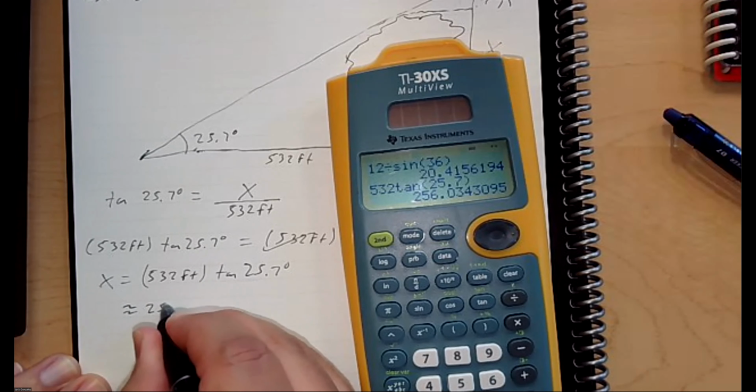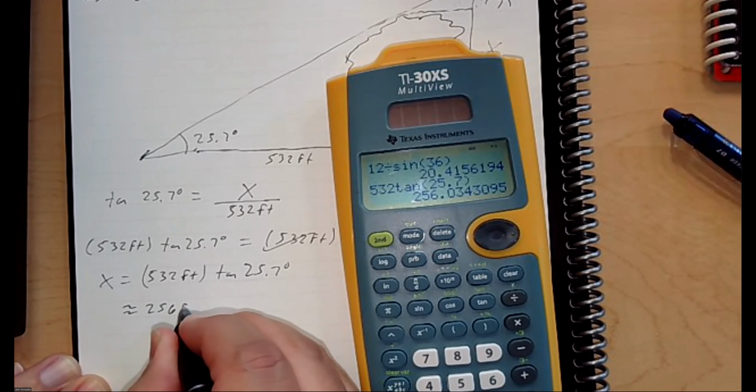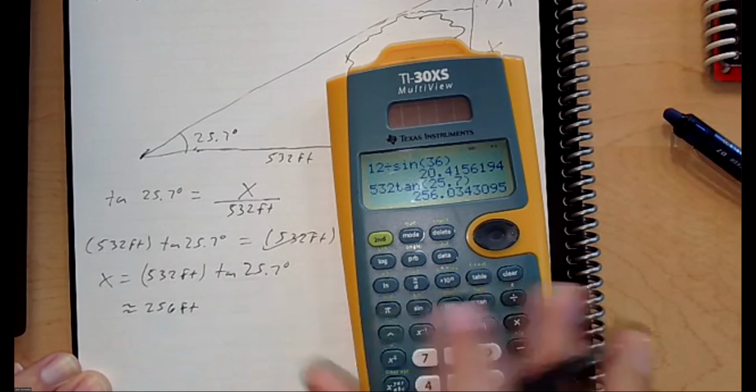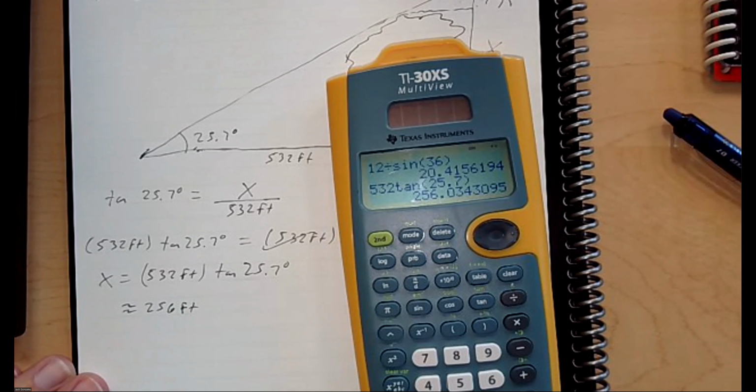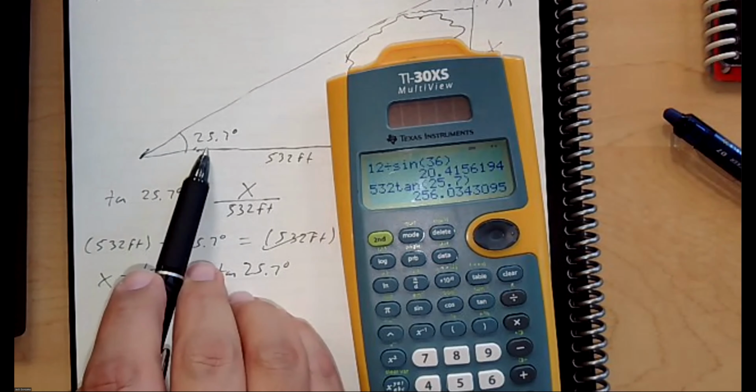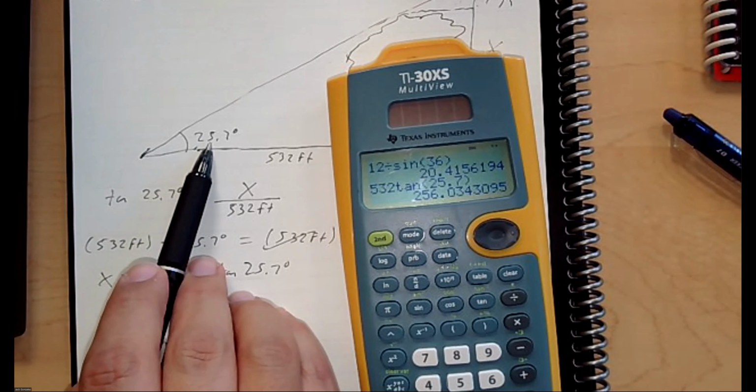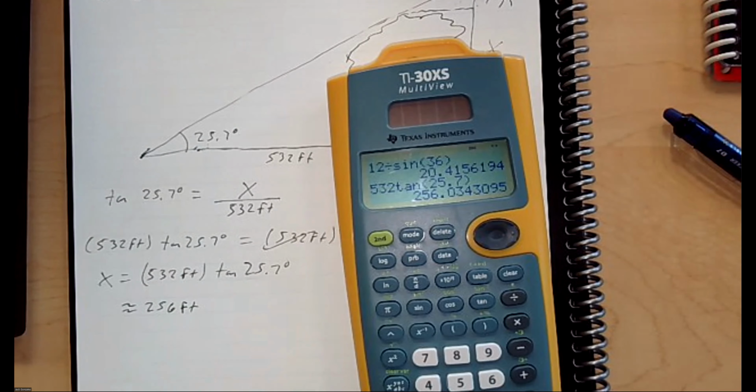Seems reasonable, right? 256-foot tree. Put 25%. Yeah. Oh, was it not 25? No. Oh, yeah, this is a 5. 25.7.